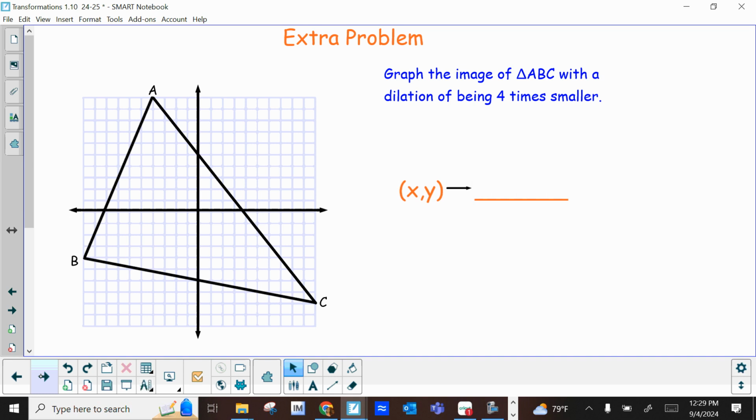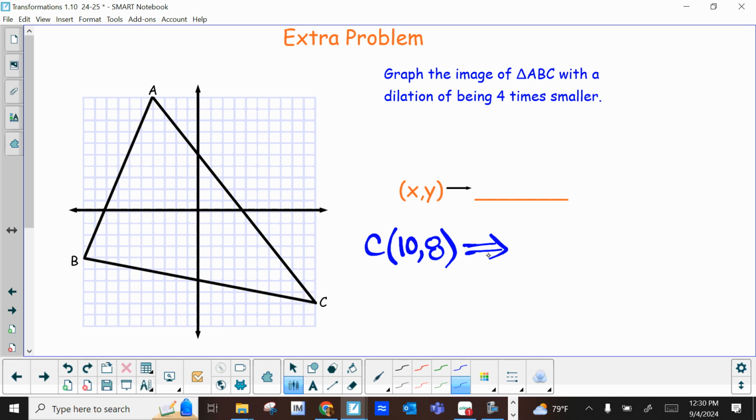One more dilation and then that's it. It says graph the image of triangle ABC with a dilation of being 4 times smaller. Think about that, 4 times smaller. Let's write the first coordinate down. Always work with the coordinates. Let's start with C. C is at 10, 8. How do I get 4 times smaller? That one may be kind of tough.